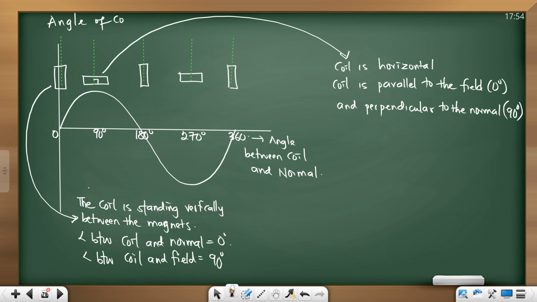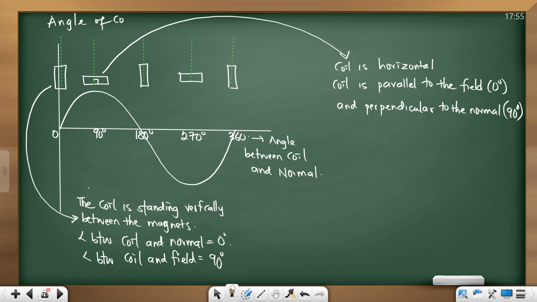Do you see, you put that the coil is standing vertically. When the coil is standing vertically between the magnet, you said that the angle between the coil and the normal is equal to 0. So what do you mean by normal?